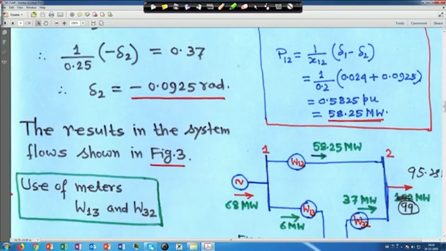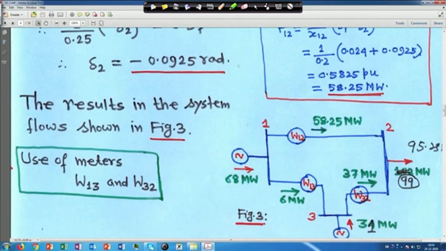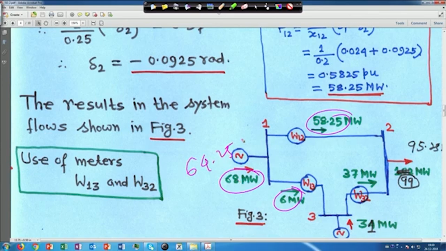But here if you look into that, it will not be 68 megawatt, it will be actually 58.2 plus 6, right. So, here also it will give you 64.25 megawatt. So, it is not 68 megawatt. Similarly, here it was 99 megawatt earlier, but now 37 plus 58.2, so the load also is not correct; it is giving 95.25 megawatt, right.